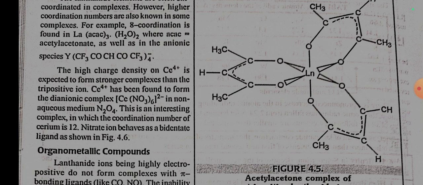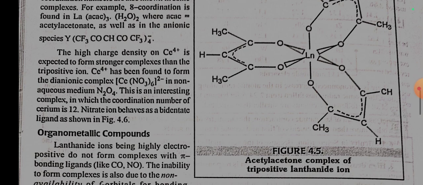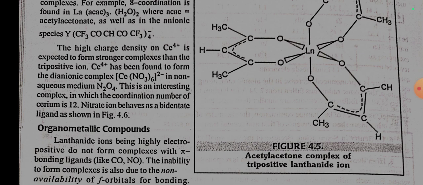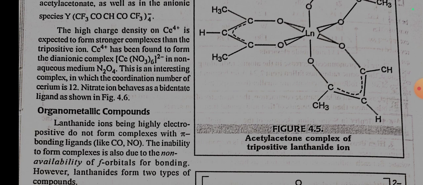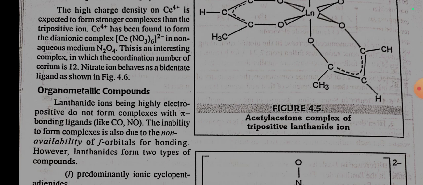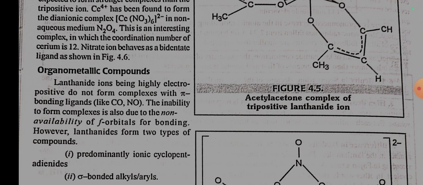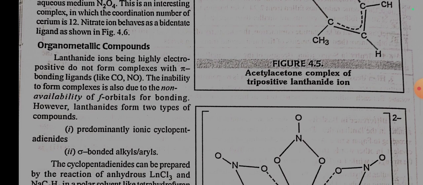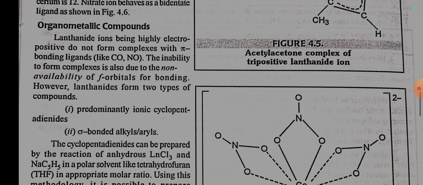For example, 8 coordination is found in La(acac)3(H2O)2, where acac is acetylacetonate, as well as in the anionic species Y(CF3COCHCOCF3)4 negative. The high charge density on Ce4+ is expected to form stronger complexes than the tripositive ion. Ce4+ has been found to form the dianionic complex Ce(NO3)6 2 negative in the non-aqueous medium N2O4. This is an interesting complex in which the coordination number of cerium is 12. The nitrate ion behaves as a bidentate ligand, as shown in figure 4.6.